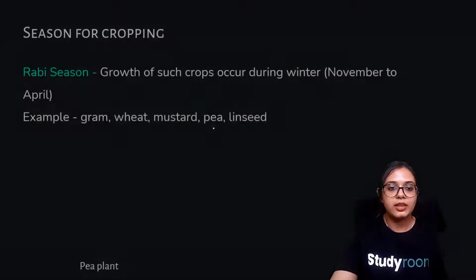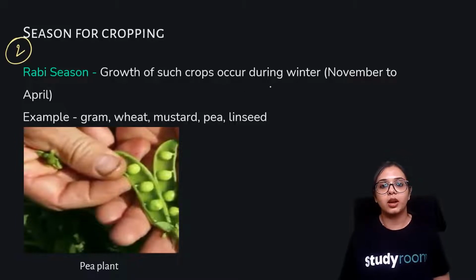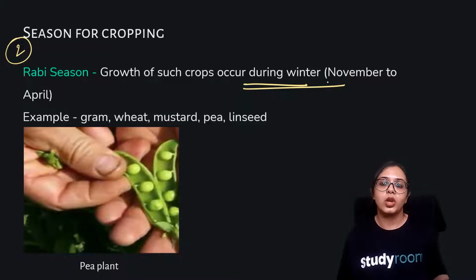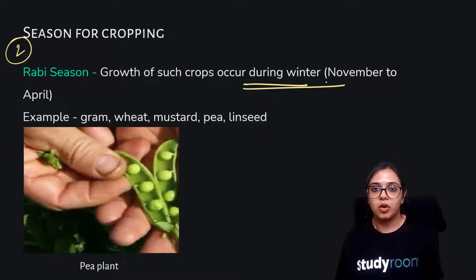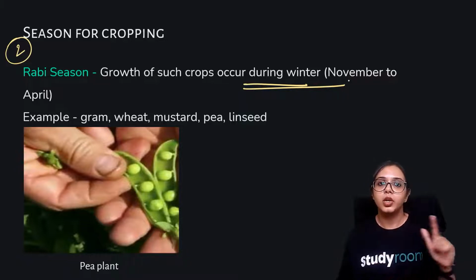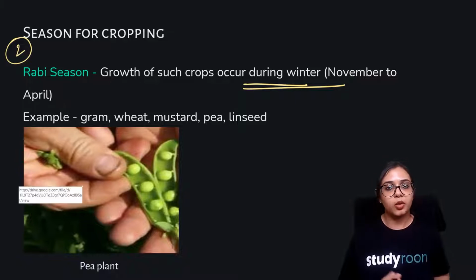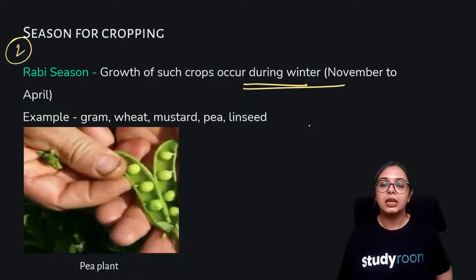Okay, next, we have the Rabi season. This is the second one, and you know that this is sown, and the growth of such crops occurs during the winter season, that is November to April. Again, depending upon the different parts of India where winter is hitting, where the season is coming on, we have taken the rough estimate of November to April. So June to October is Kharif, and November to April is the Rabi season. The crops that grow during this season are gram, wheat, pulse, mustard, pea, and linseed.